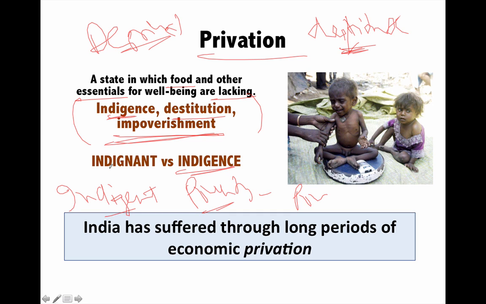But there is a difference between the words indignant and indigent. So indigent is someone who has suffered from indigence or poverty, and therefore he is a poor guy. But indignant means someone who is very angry. Someone who is very angry is indignant. Now I made a sentence also. India has suffered through long periods of economic privation, which means economic deprivation. We have not been a country that is known to be very affluent. That means we were economically deprived.